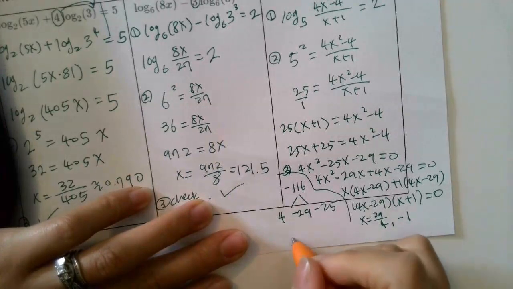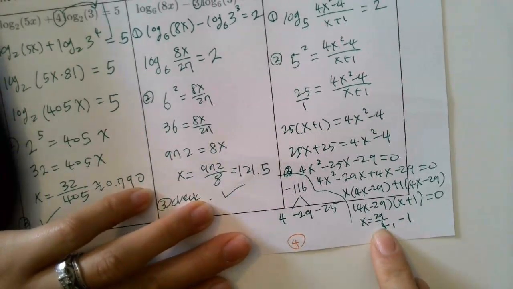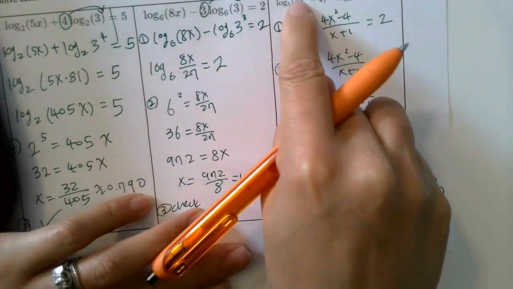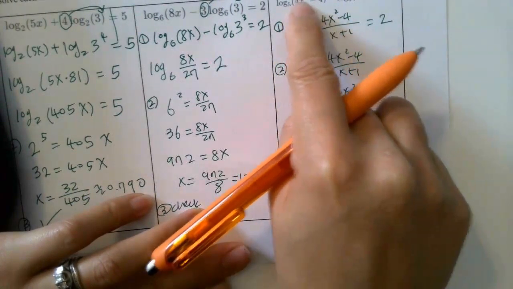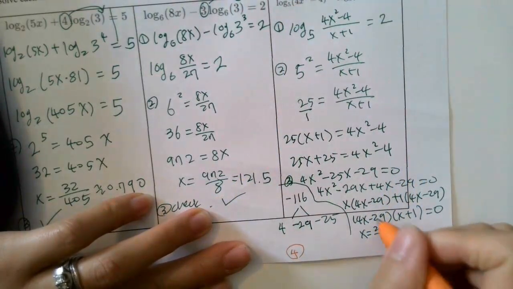Now, let's make sure we check it. 29 over 4 is about 7 point something. So when I plug it in, 7 point something times 4 is a big number, minus 4 is positive. 7 point something plus 1 is positive, so I'm good.